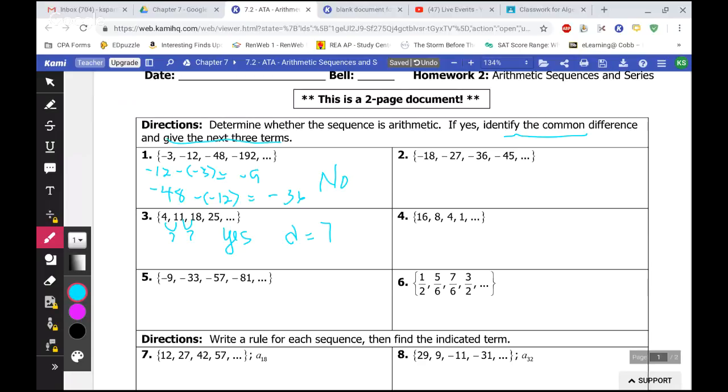So we would add 7 to 25 and get 32. Add 7 to 32 and get 39. Add 7 to 39 and get 46.